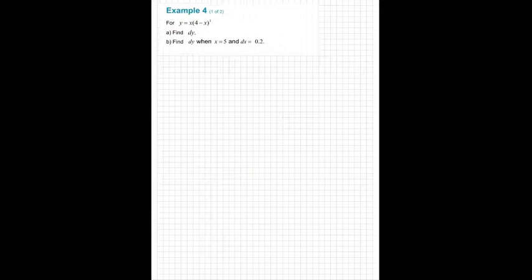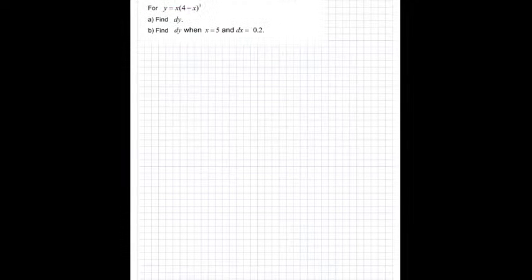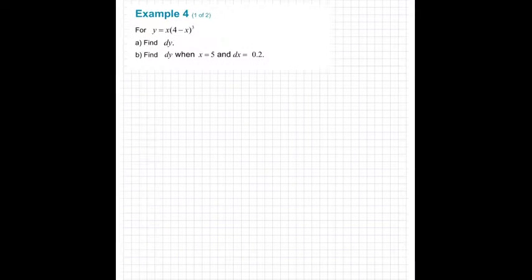I think this actually might be enough space. Okay. So now, for part A, we're given y equals x times 4 minus x cubed. Well, I was about to expand it, but I don't feel like expanding that cube function. So I'm going to use the product rule for differentiation.